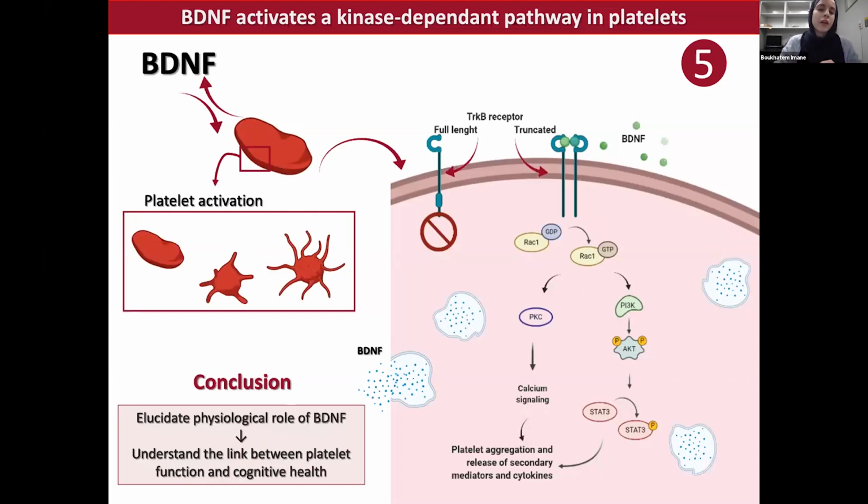So we found out that BDNF will bind to a truncated form of the receptor that will recruit a GTPase protein called RAC1. RAC1 will activate the PKC pathway known for its calcium signaling in platelets, and will also activate the PI3K pathway that will phosphorylate AKT and STAT3. Altogether, they will induce platelet aggregation and release of secondary mediators, as I showed you earlier.